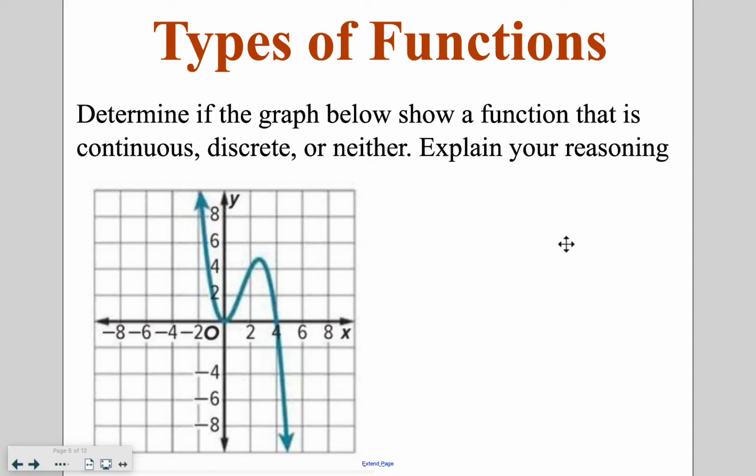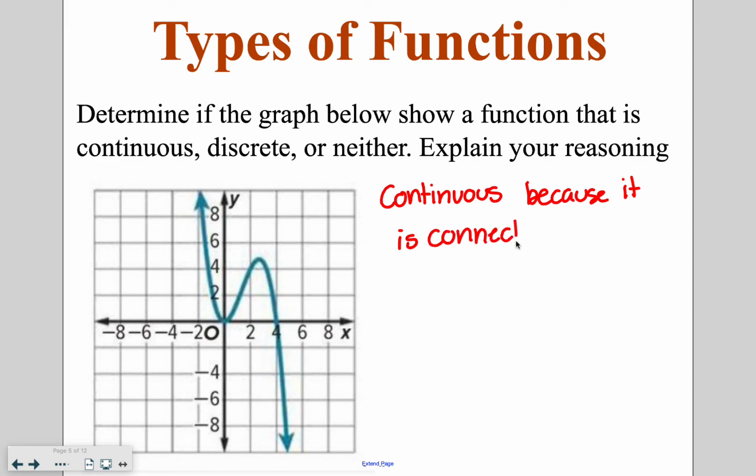Determine if the graph is continuous, discrete, or neither. So in this case, as I look at the graph, it is connected with a smooth curve. So this is going to be a continuous graph. And the reason being is that because it is connected, the points are connected with a line.